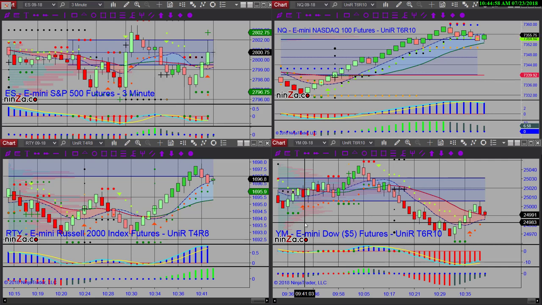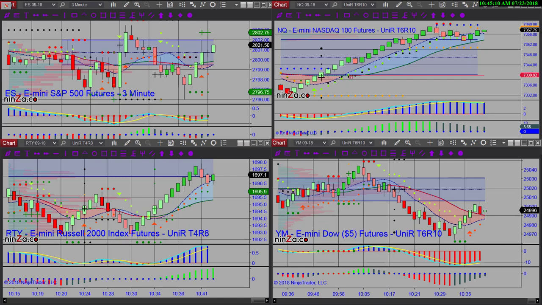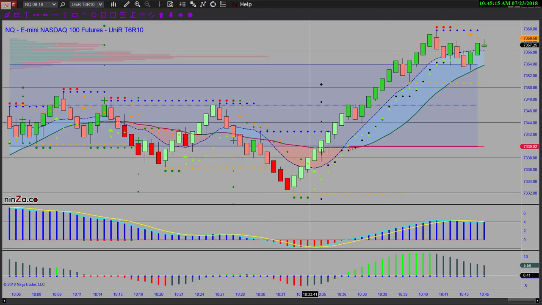Chop City in the S&P, Chop City in the Dow, pulling back on both the NASDAQ and Russell. I've got a small buy here in the NASDAQ. I wanted this one to come down and penetrate 50.